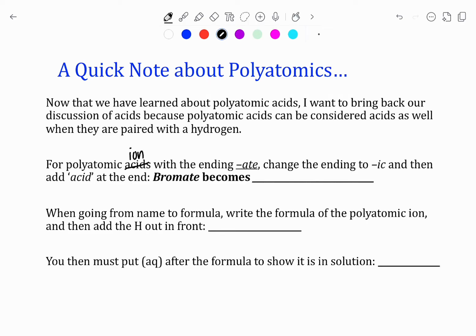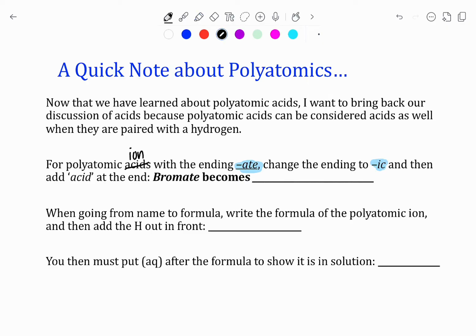So, if a polyatomic ion has an ending with ATE, so we're looking for ATE, what we're going to do is change that ending to IC. This is only when it is paired with a hydrogen and becoming an acid, and we'll see how we can identify those in a second. So if it has the ending ATE, we're going to change the ending to IC, and then we're going to add acid at the end.